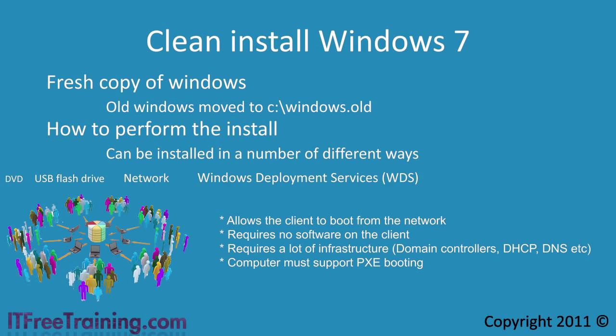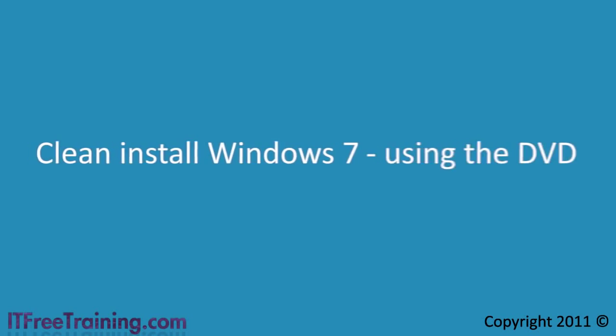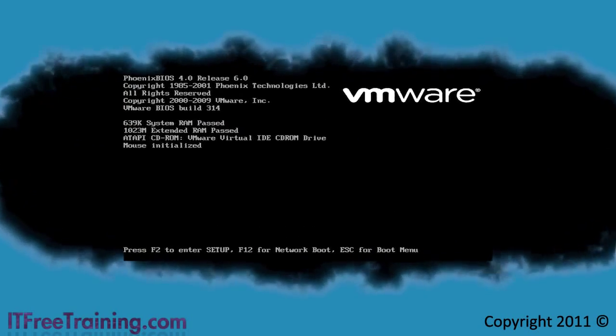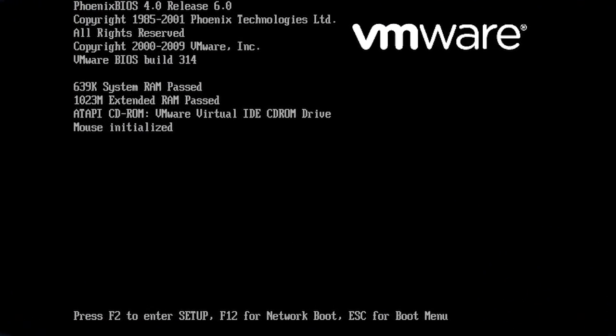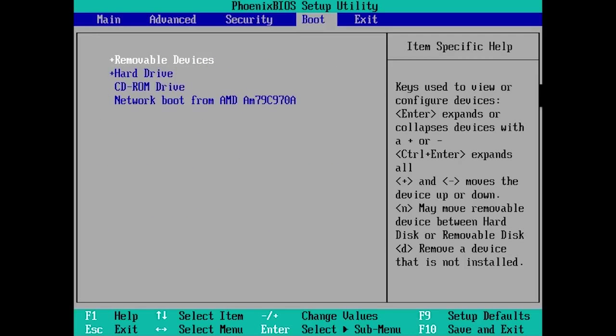To start with, let's perform a clean install of Windows 7 using the DVD. To boot off the DVD, first of all, I'm going to enter the BIOS. On this computer, I can do this by pressing F2. Once in the BIOS, I will enter the boot menu. From here, I need to ensure that the CD-ROM is above the hard disk.